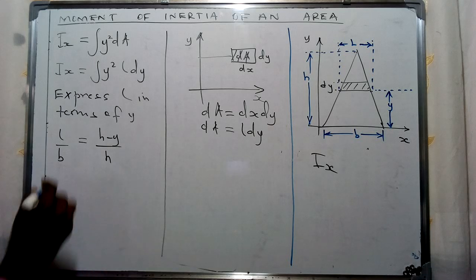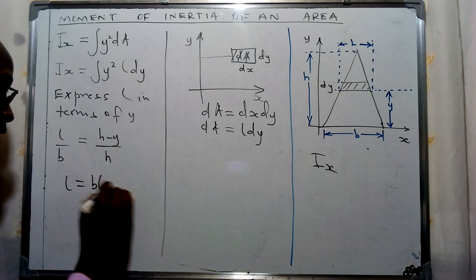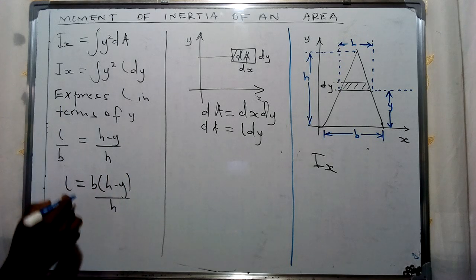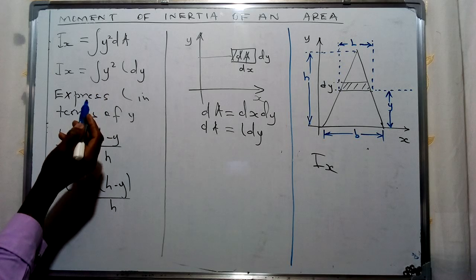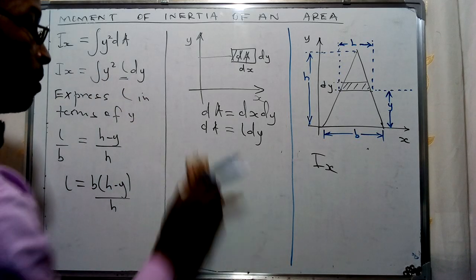So our L in this case is going to be represented by the product of b into (h minus y) all over h. And this is going to form our L in this representation for the formula for the moment of inertia.